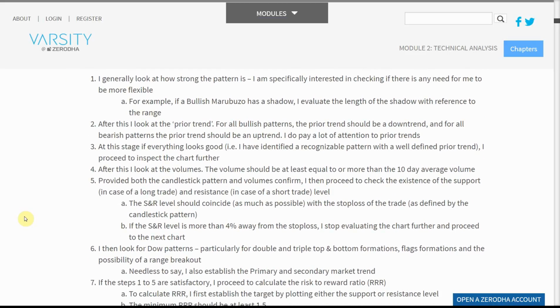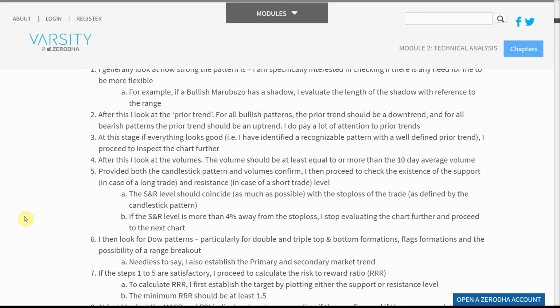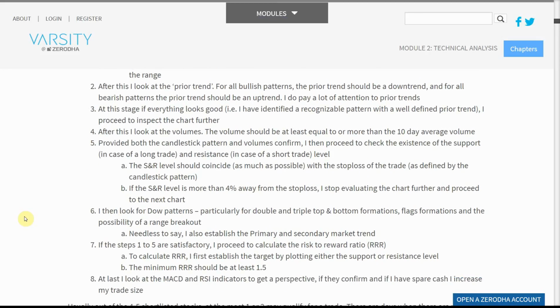After this, I look at the prior trend. For all bullish patterns, the prior trend should be a downtrend. And for all bearish patterns, the prior trend should be an uptrend. I do pay a lot of attention to prior trends. At this stage, if everything looks good, i.e., I have identified a recognizable pattern with a well-defined prior trend, I proceed to inspect the chart further.